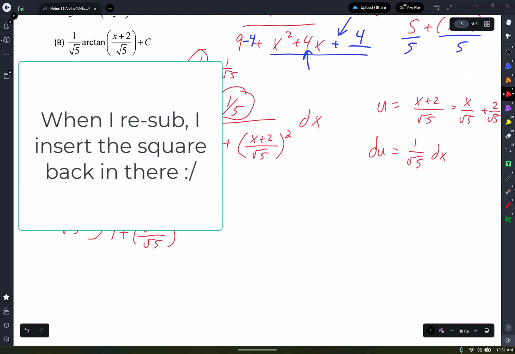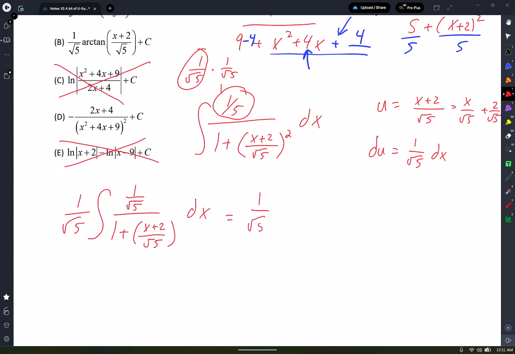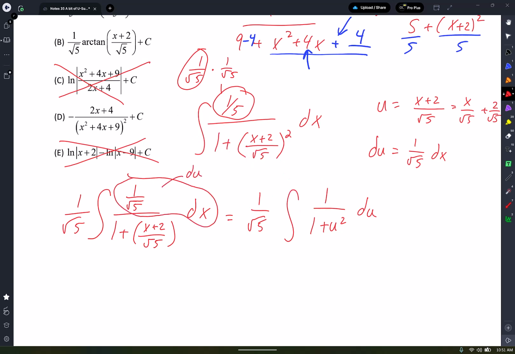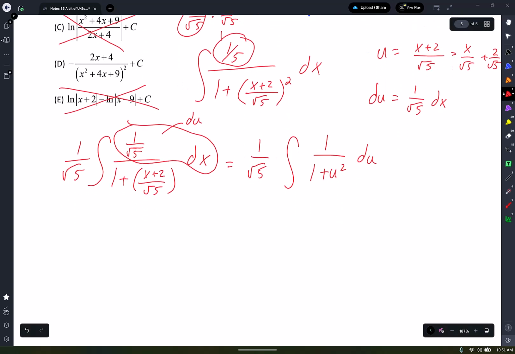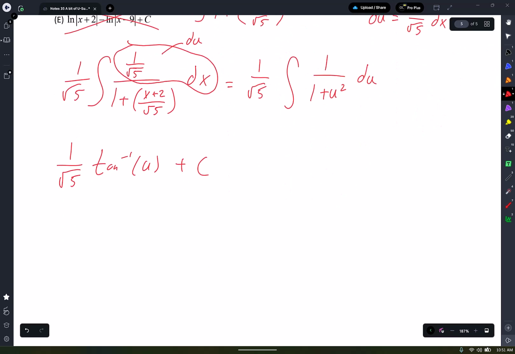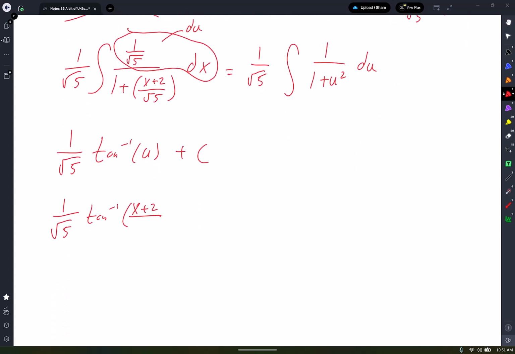So here it is. No, I haven't missed. You're two ahead. 1 over square root of 5 integral 1 over 1 plus u squared du, because all that right there was du. Do you guys see that? And now I have 1 over square root of 5 arctan of u plus c. And since we don't have limits, it would just plug back in. So it'd be 1 over square root of 5 arctan of x plus 2 over square root of 5.